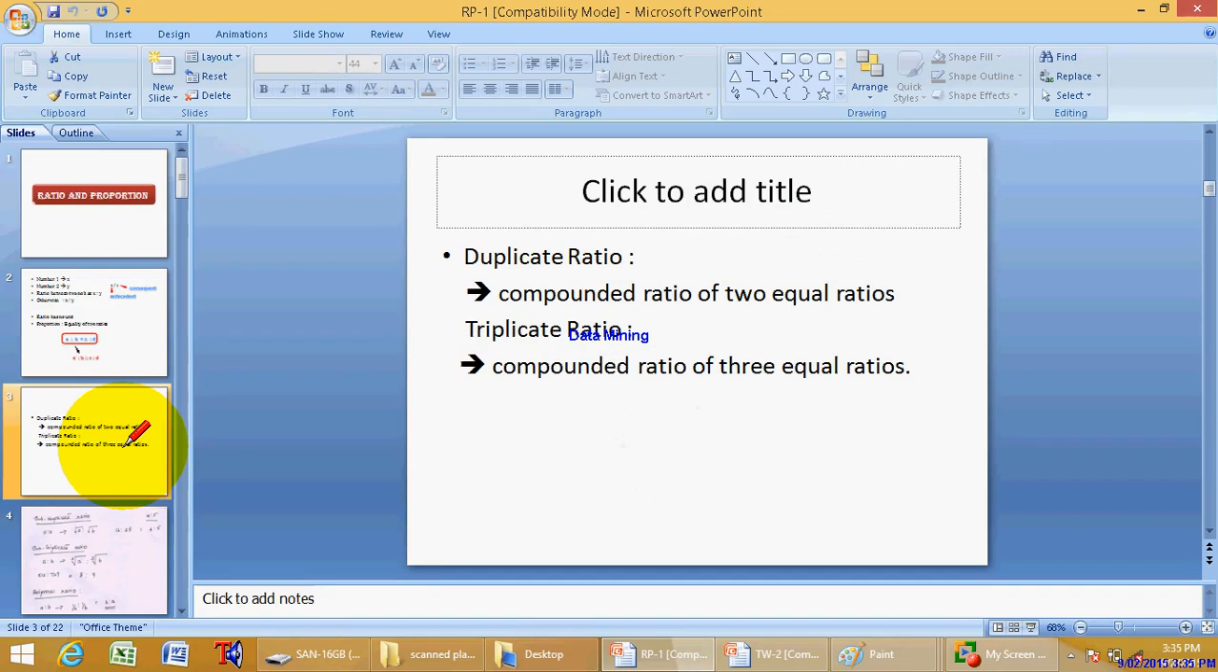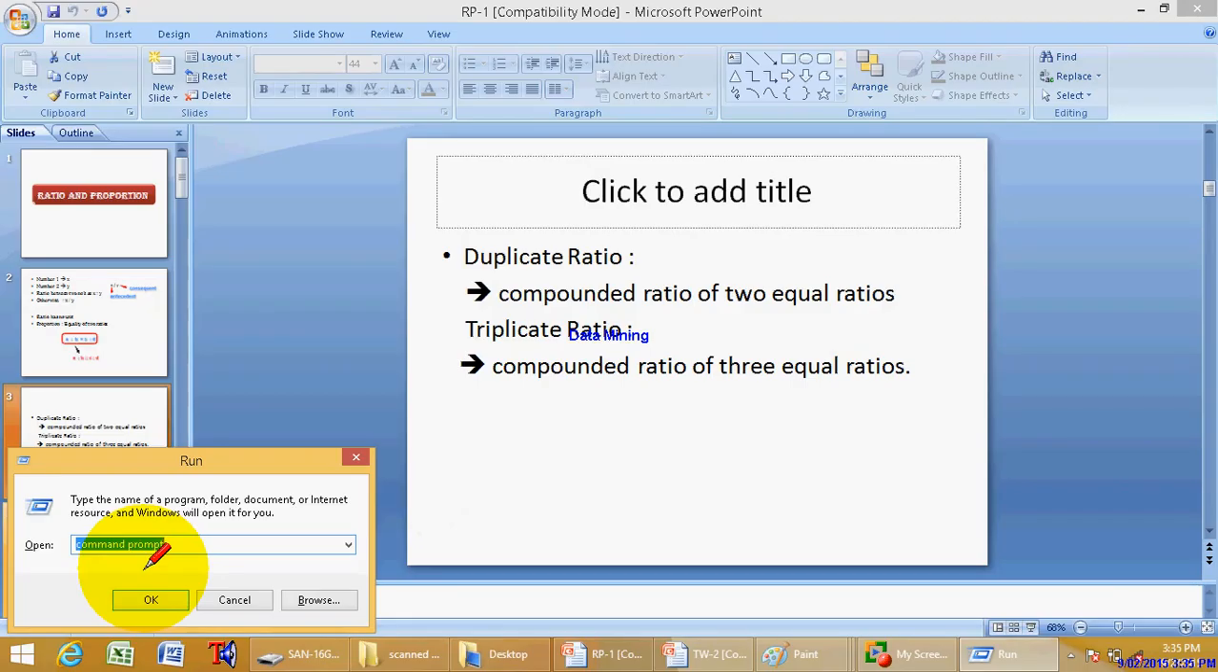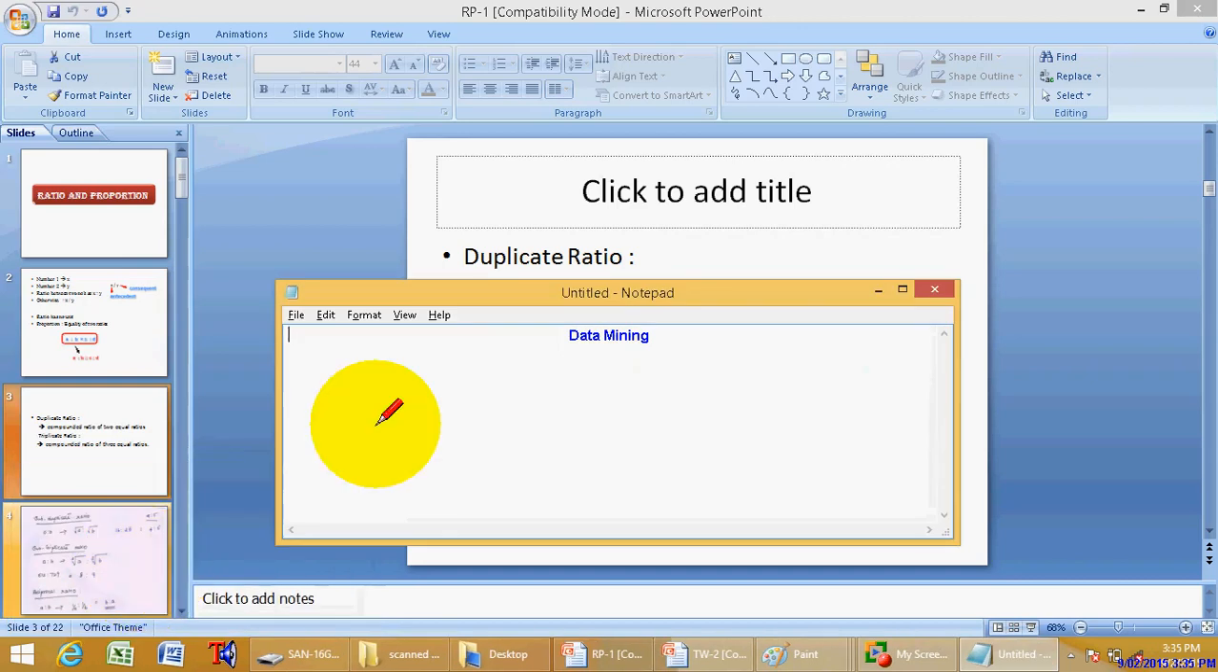And to go with ratios, again we have many types of ratio. Among them, the first one is the duplicate ratio. Duplicate ratio can be defined as the compounded ratio of two equal ratios. Duplicate ratio can be calculated in a simple way. If A is to B is a given ratio, the duplicate ratio of A is to B can be defined as A by B into A by B, which is nothing but A square is to B square. So the duplicate ratio is nothing but the squares of the given ratio.